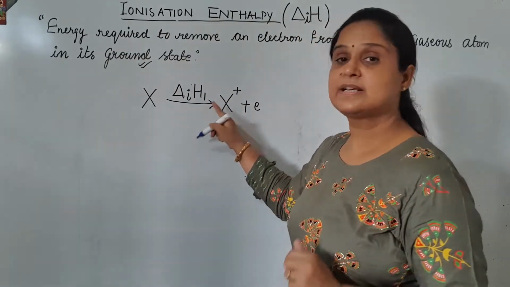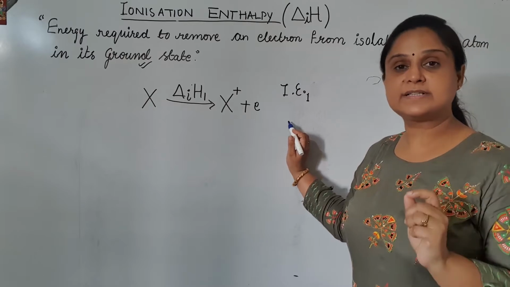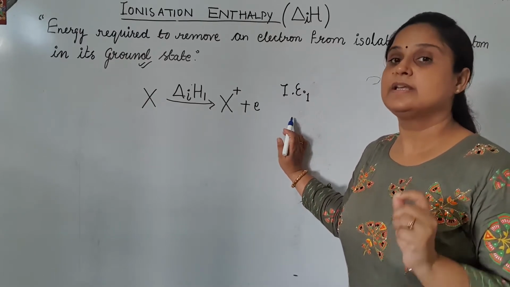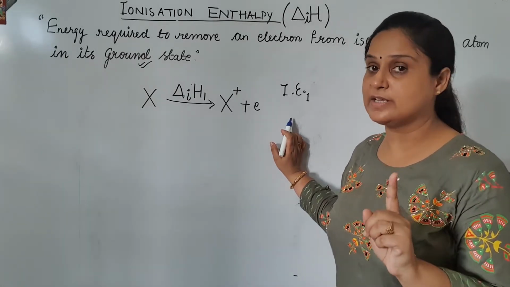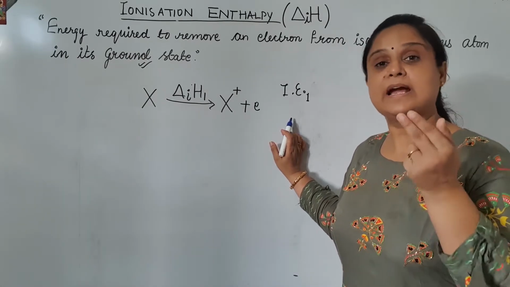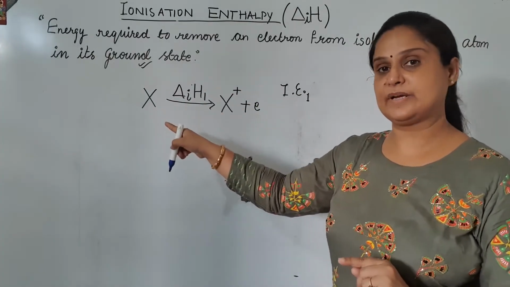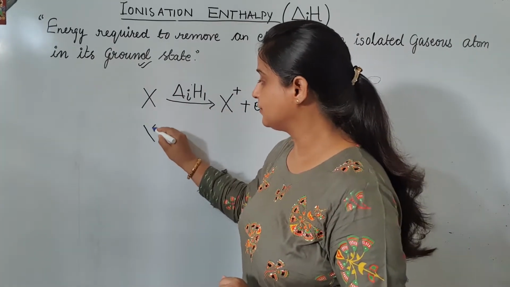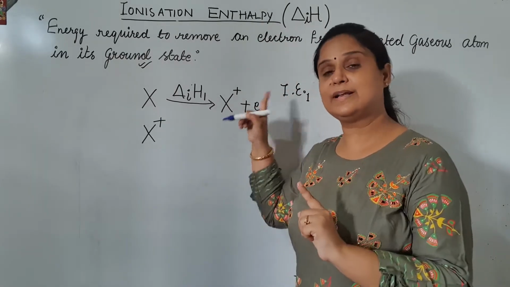IH1, that is IE1. This means that this is the first ionization enthalpy. The energy required to remove one electron from the isolated gaseous atom is known as the first ionization enthalpy for that element. Now I am going to remove an electron from this ion which has already lost one of its electrons.